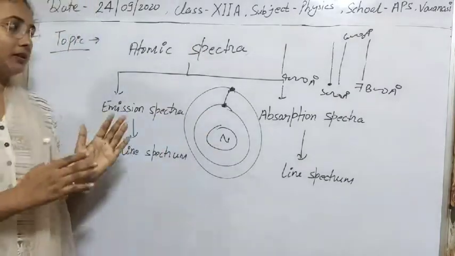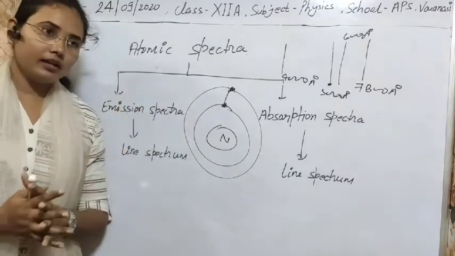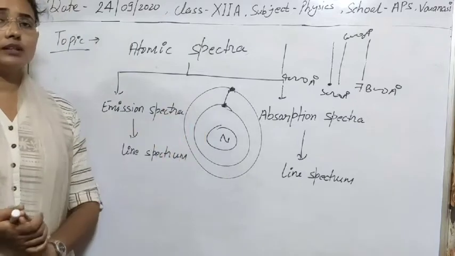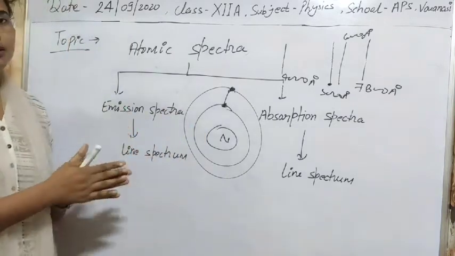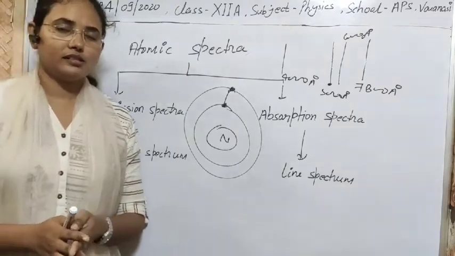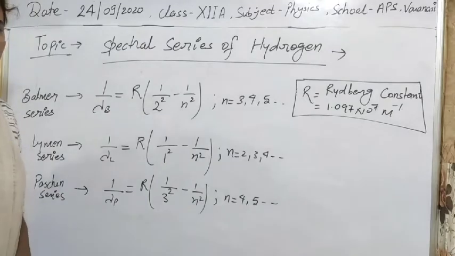What is the atomic spectrum? What is the concept of this spectrum? So if this is clear to you, then I want to come to the spectrum of the hydrogen atom. So let's see that. Now let's see what the spectral series of the hydrogen atom is.